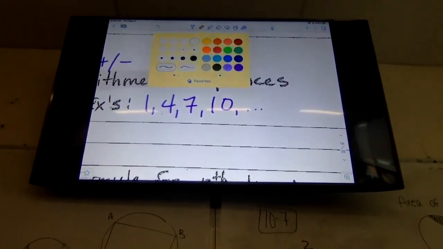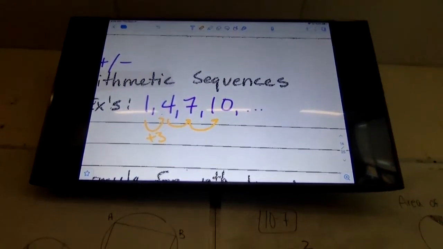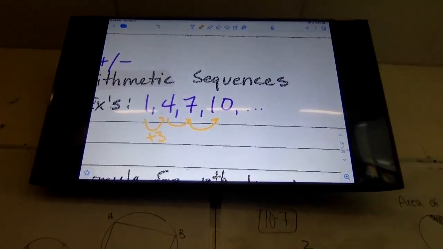Now my question to you is, what did I do each time to go from 1 to 4? Add 3. What about from 4 to 7? What about 7 to 10? Good. So the reason I ask is that I know you're probably like, that is so elementary, but I ask you that because if it's not the same number each time, yes, it might be a pattern, but that does not make it an arithmetic sequence.